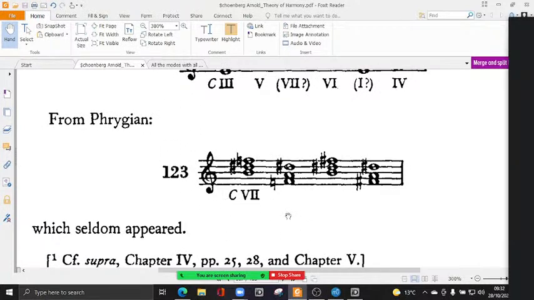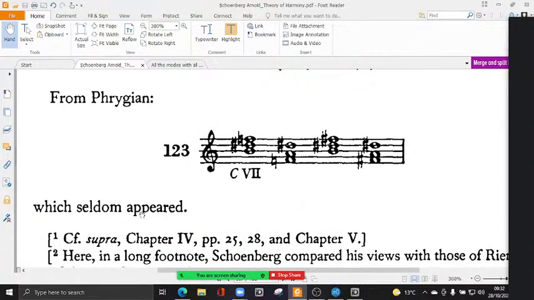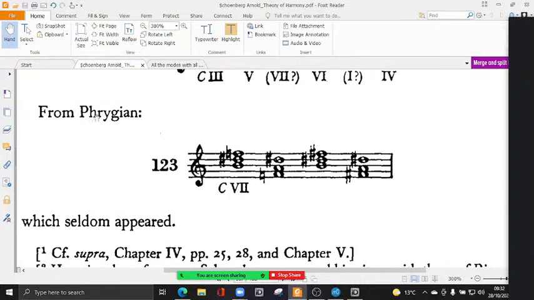From Phrygian. Okay, so this seldom appeared, because we're studying counterpoint, and we're not going to get into that. But the cadence in Phrygian actually is this. So you have the D sharp, the raised seventh. It was not part of the cadence in the Phrygian.